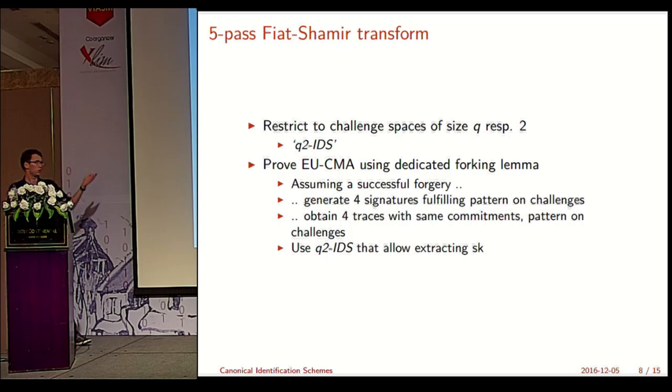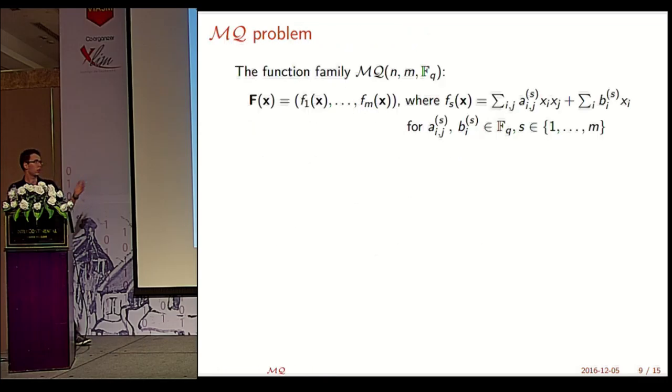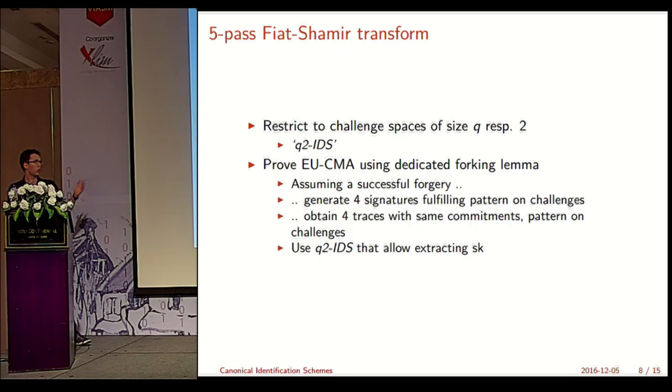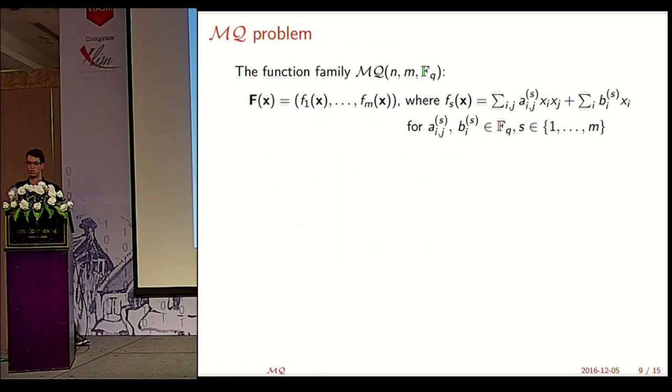This would apply to IDSs that follow this pattern. Now, before going into the very specific instance that we're applying this to, because it looks like we have some instance in mind where this condition holds, let's first look at the context, the hard problem that we're basing this on. That's the multivariate quadratics, the MQ problem.